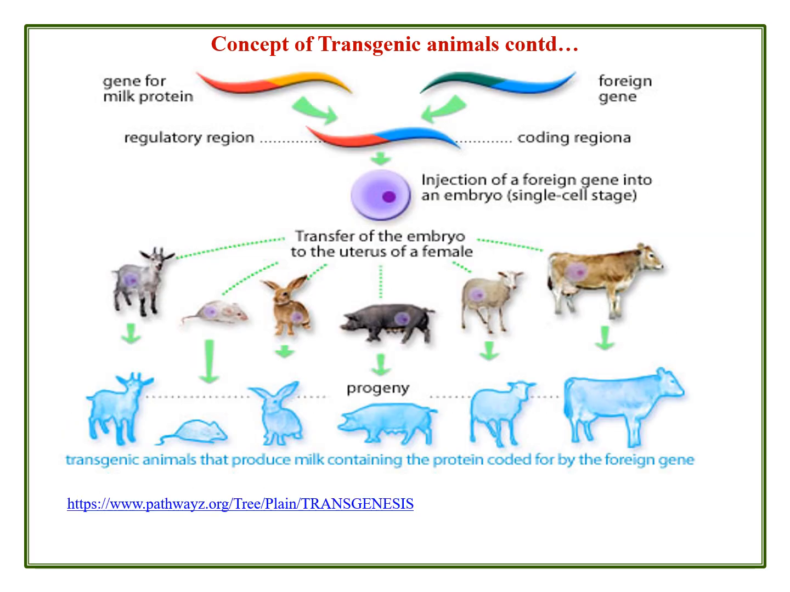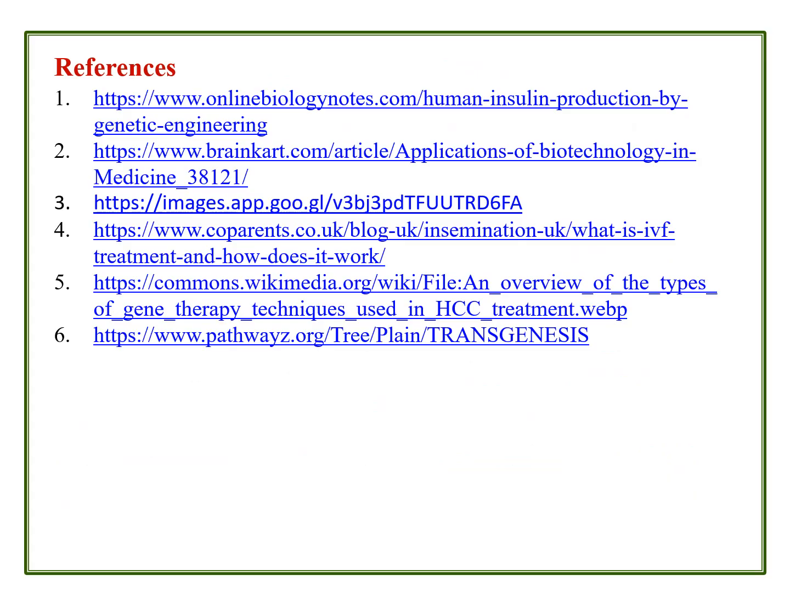So these are the important concepts of transgenic animals. For milk protein in goat and sheep, regulatory regions, coding regions, and the foreign gene are added. In that way, the transgene is prepared and transferred into the organisms. So these are the references for the topics discussed so far.